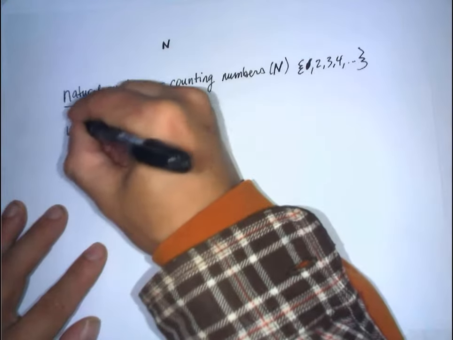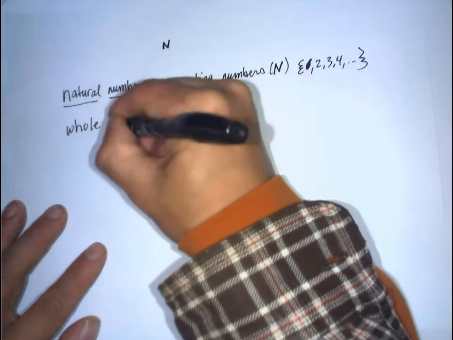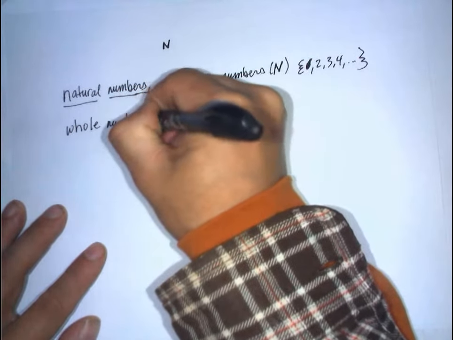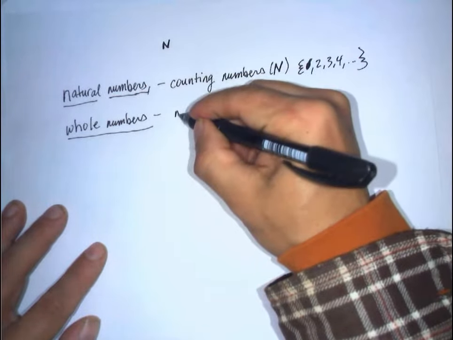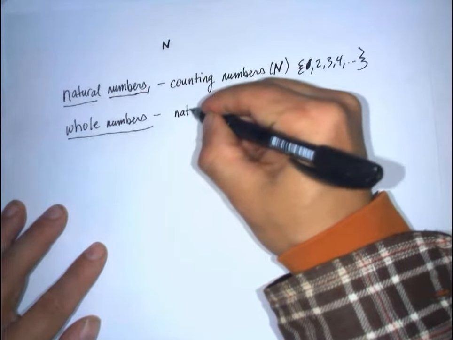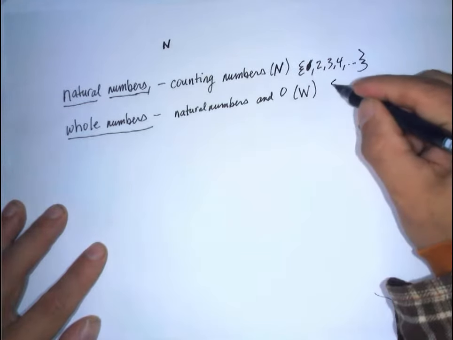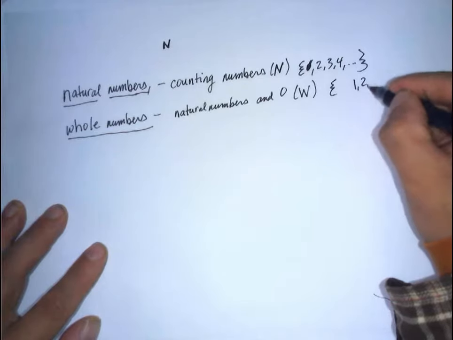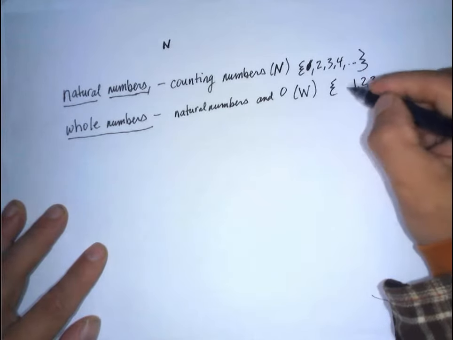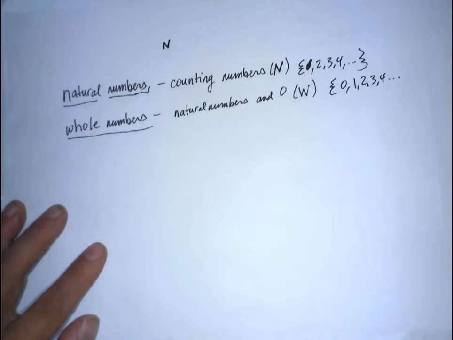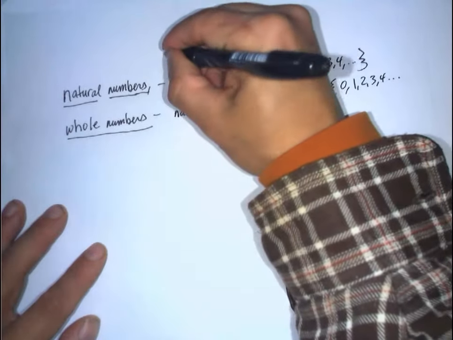The next one is whole numbers. Whole numbers are the natural numbers and 0, and they are represented by the W. So it's the same thing. It's going to be 1, 2, 3, 4, except we add 0 on the end. So this is the next set here. It's W.